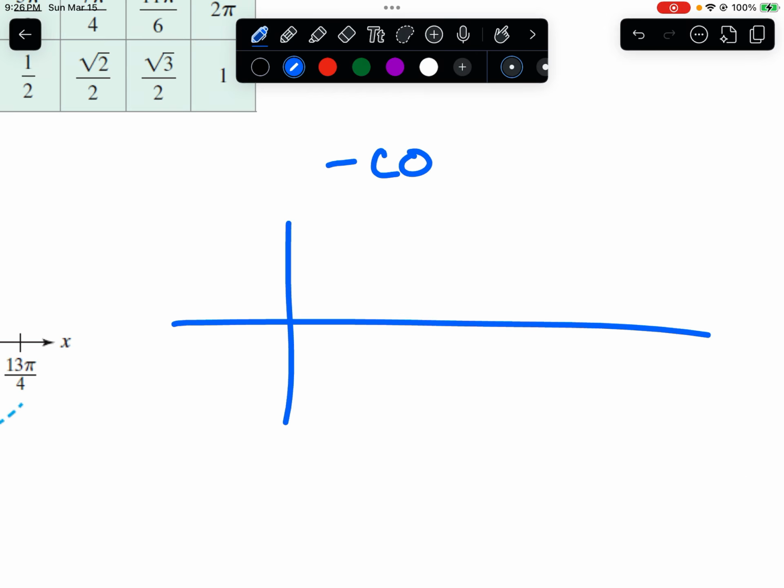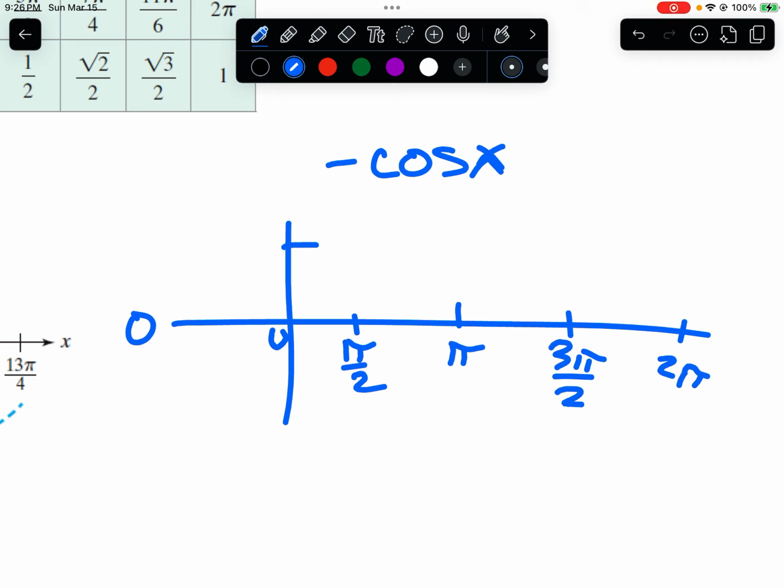Similar to sine, if I were to switch it from positive cosine to negative cosine, I'll keep everything else the same, so that's 0, pi over 2, pi, 3 pi over 2, 2 pi, 1, negative 1. Again, the only difference is that instead of starting up here, with a negative cosine we're going to start at our minimum value.